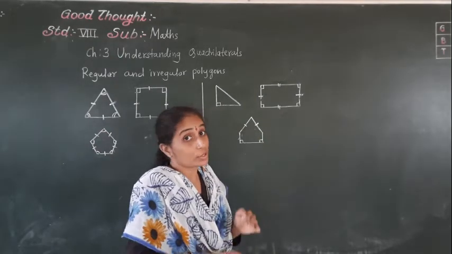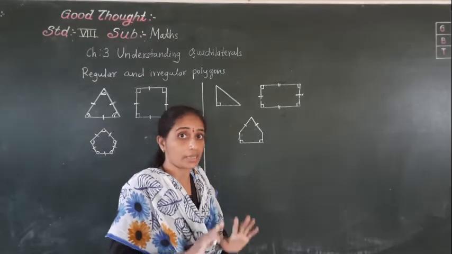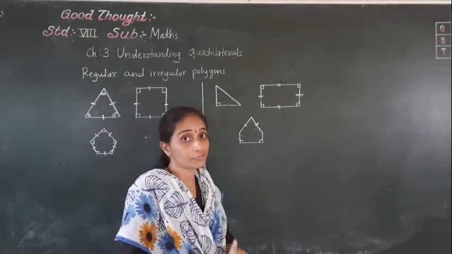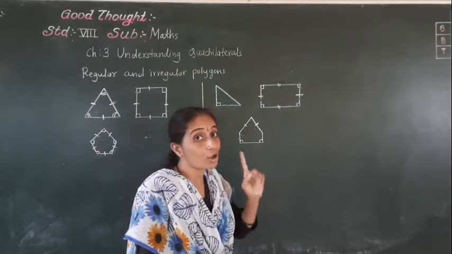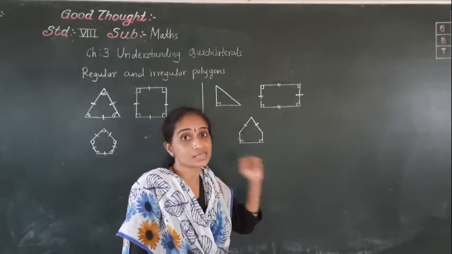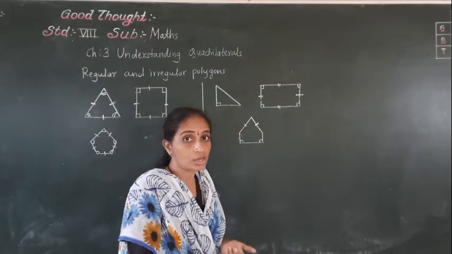Okay, and what are regular polygons? All sides and all angles should be equal. Only then can we call that figure a regular polygon. Here all angles are equal, but all sides are not equal. Opposite sides are equal. So for this figure we have to say irregular polygon.